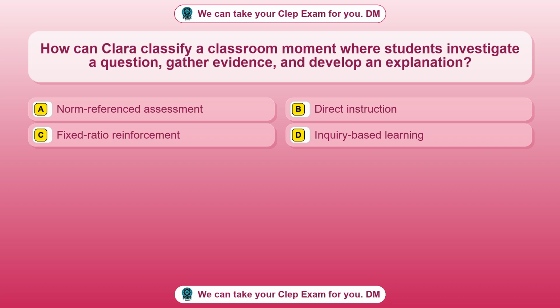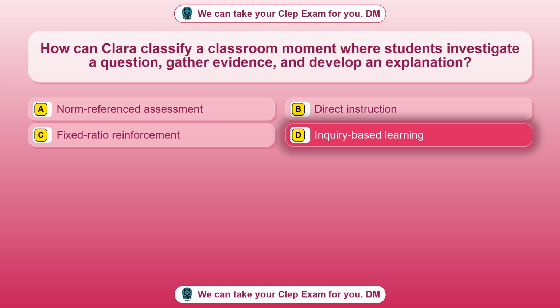Question 47. How can Clara classify a classroom moment where students investigate a question, gather evidence, and develop an explanation? Option A, norm-referenced assessment. Option B, direct instruction. Option C, fixed ratio reinforcement. Option D, inquiry-based learning. The correct answer is option D.